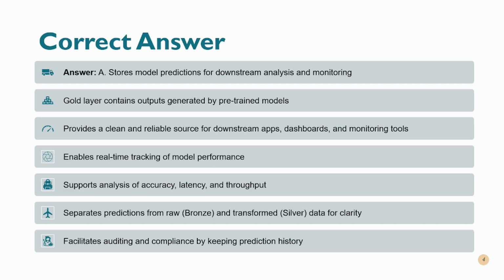So option A talks about storing model predictions and supporting downstream analysis and monitoring. This is exactly what the gold layer is designed for. Think of it like a clean, polished final product. The predictions are ready to be consumed by dashboards, reporting tools, or even other systems. Without this layer, you'd be trying to make sense of raw or partially processed data, which could be messy and unreliable. The gold layer gives you a single source of truth for your inference results.